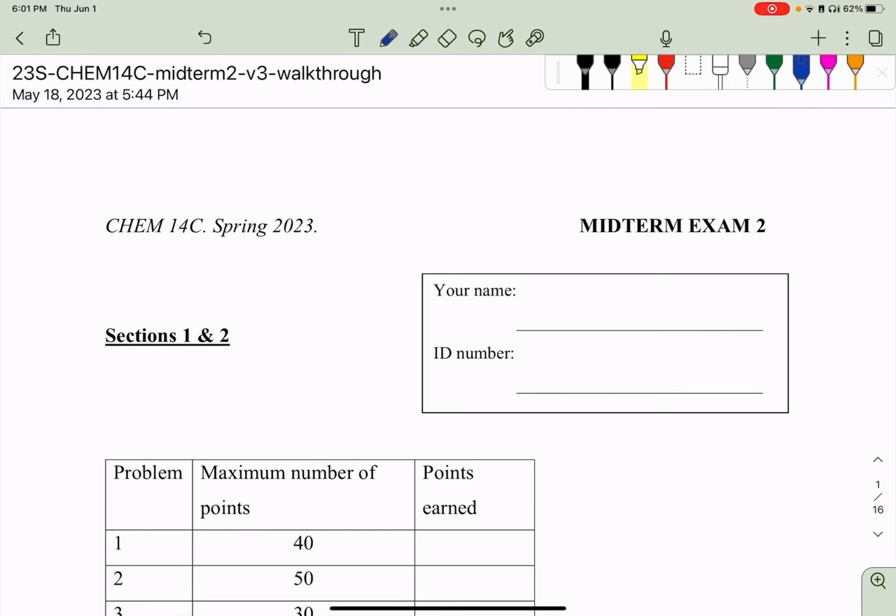All right, so this is a quick walkthrough of the midterm 2 exam you just took. I hope this can help you a little bit in better preparation for the final exam.